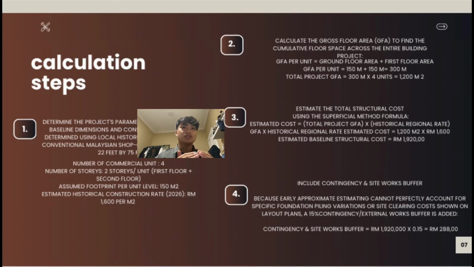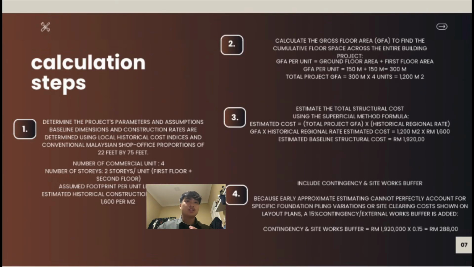Step number 3, we need to estimate the total structural cost. The formula is total project GFA, or gross floor area, times the historical regional rate. So 1200 meters square times 1600, which is the historical regional rate, and the answer is 1.920 million.